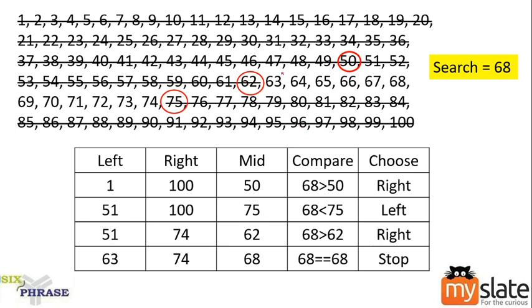Now what is your left extreme? 63 is your left extreme and 74 is your right extreme. Choose that. Left extreme is 63, right extreme is 74. So when I calculate, the mid value will be 68. When I reach 68, it is equal to the search value. So stop the process. We have completed the entire operation in just 4 steps. I didn't need anything more.